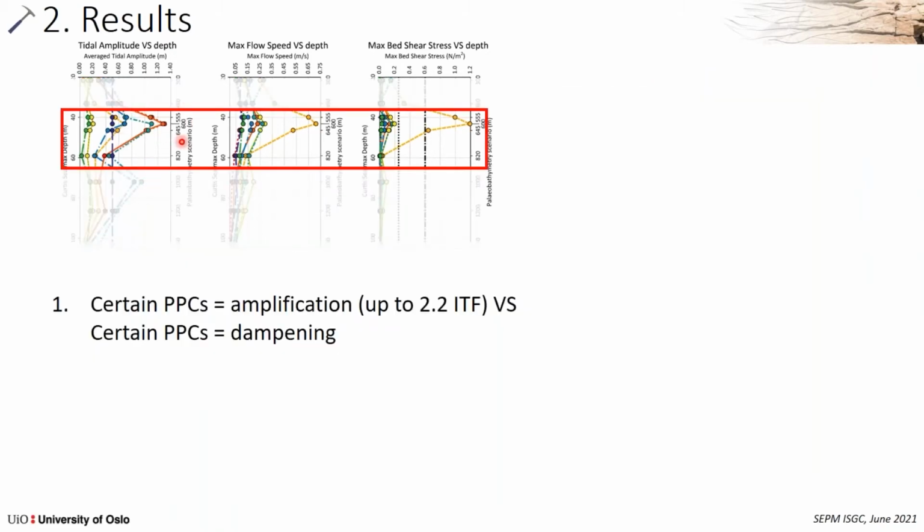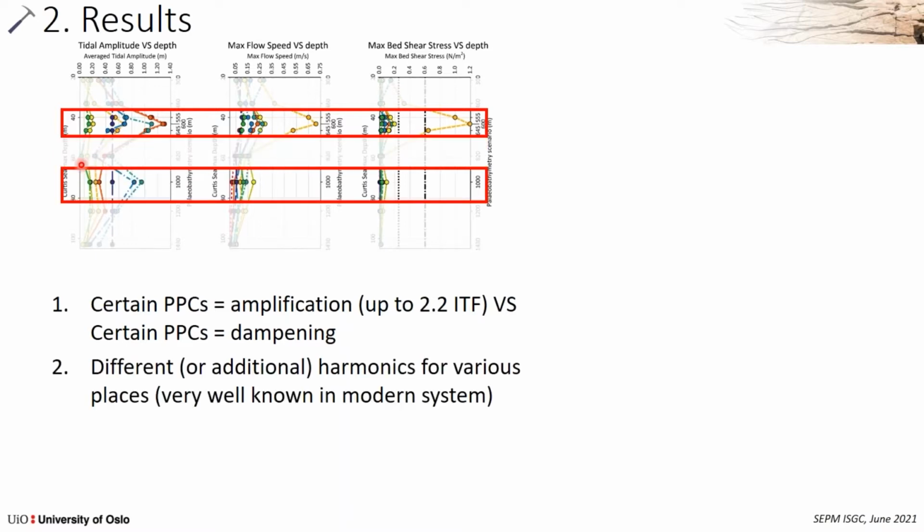The first is that certain paleophysiographies lead to an overall amplification of the tides. You can see the initial tidal forcing here is always 0.5 meter for all the simulation, but sometimes the tides are very much amplified and sometimes they're very much dampened. And the second thing that our results show is that you have the apparition of additional tidal harmonics in part of the basin, but they're absent in other part of the basin.